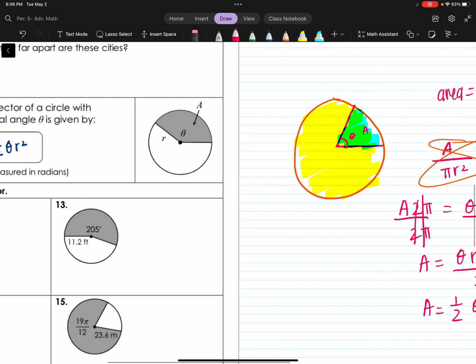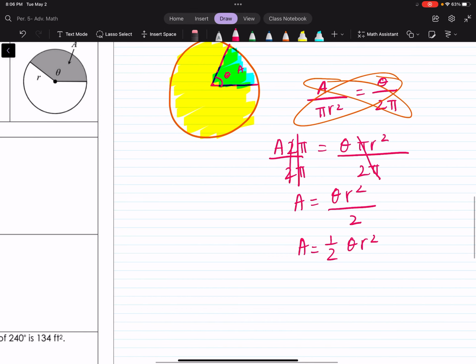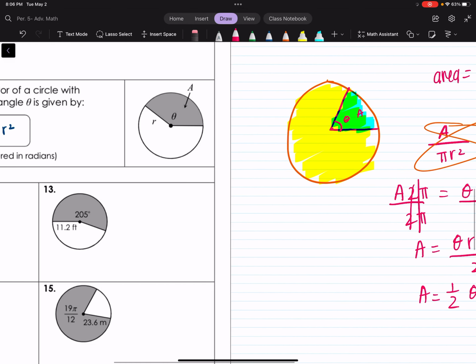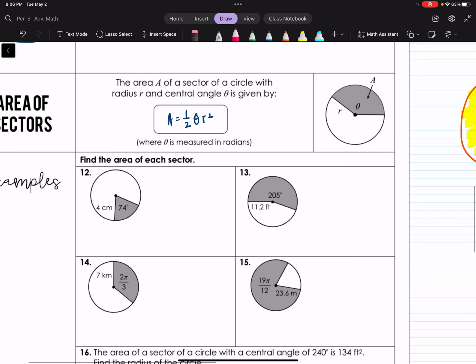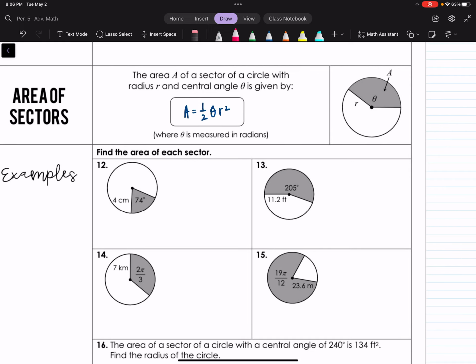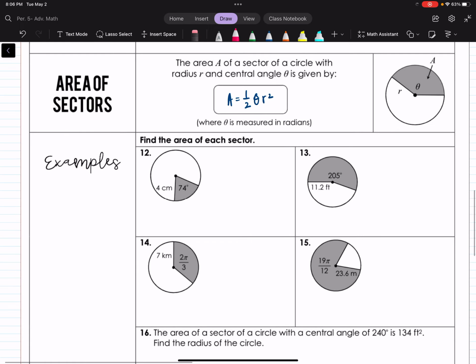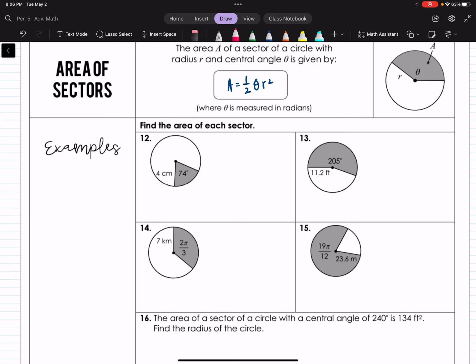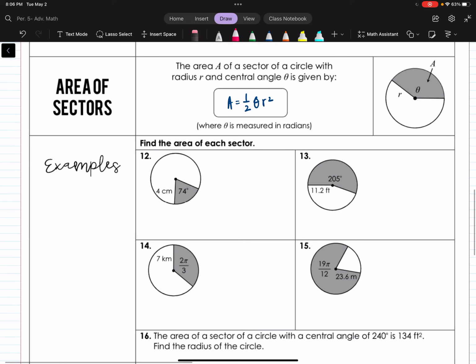Okay, so again, don't feel like you guys have to memorize these formulas. Just think about where they're derived from, and then you can come up with it yourself. So let's go ahead and use this. We are going to be asked to find the area of each of the sectors shown. The sectors are what's shaded in gray. So you're not finding the area of the entire circle. You're only finding the area of that shaded sector.